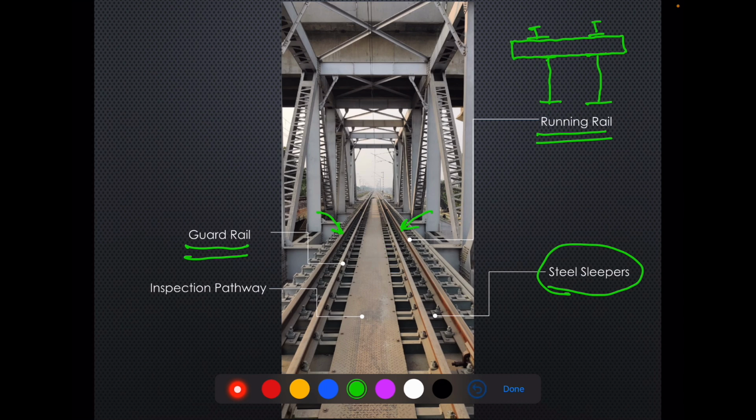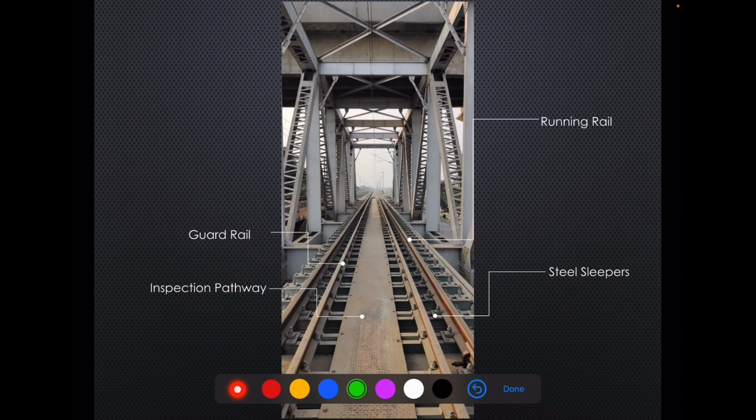This is the main function of the guardrail. Guardrails attempt to contain the damage due to derailment by virtue of holding the dropped wheel in between running rail and guardrail. It arrests the toppling of vehicles.